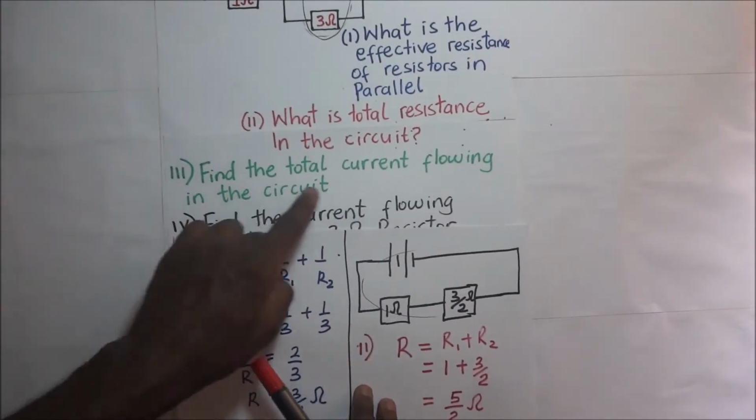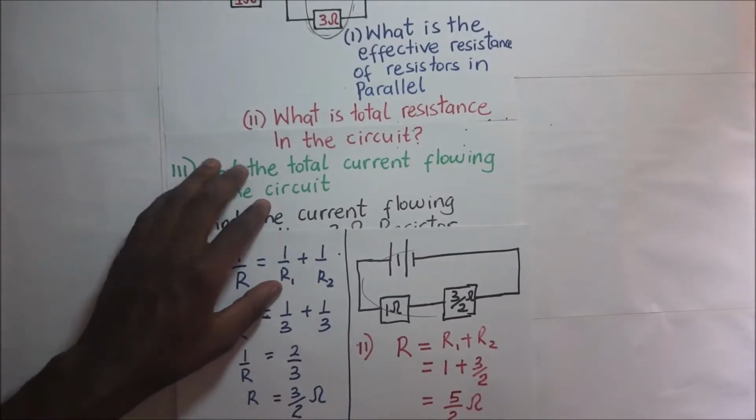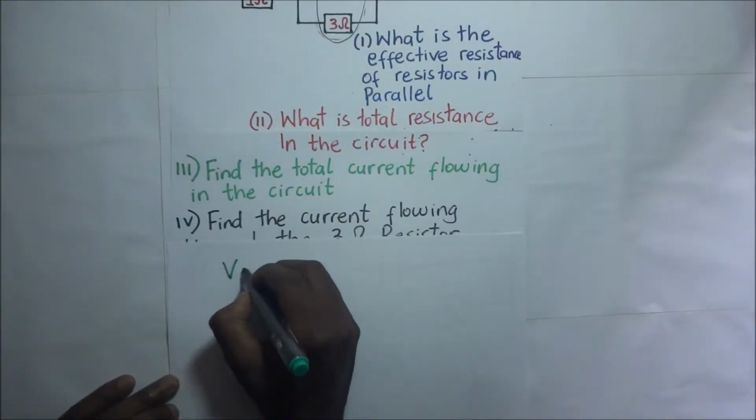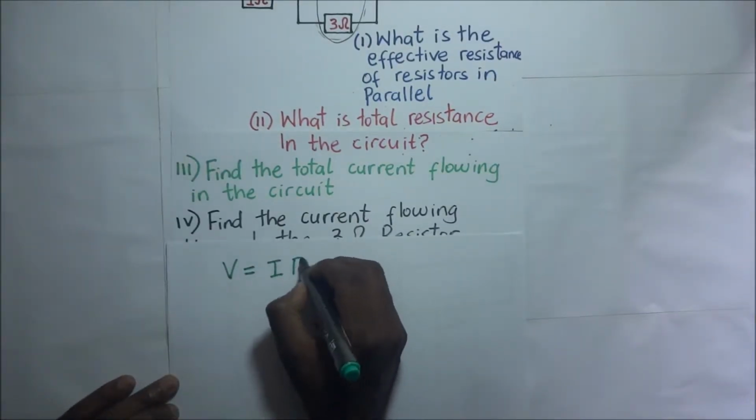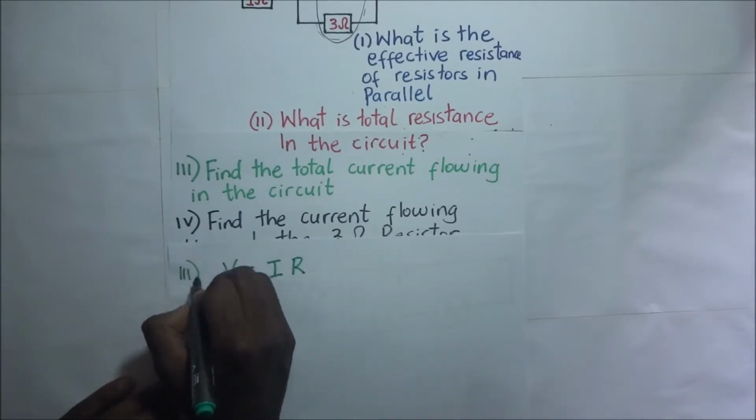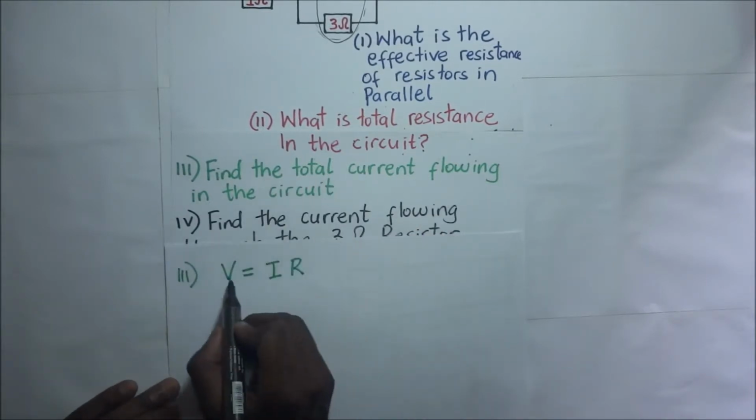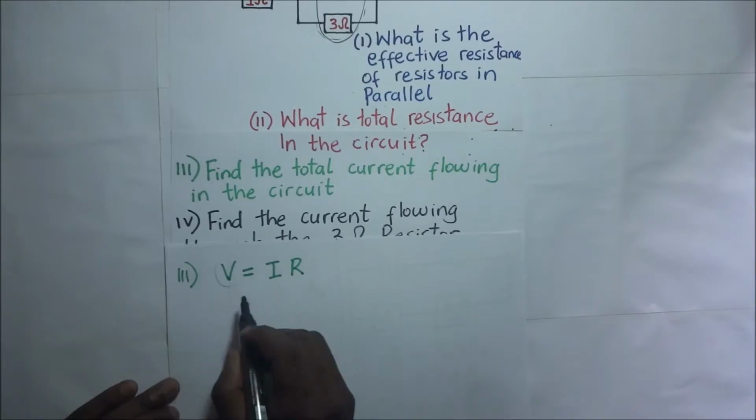Roman 3 is to find the total current flowing in the circuit. From Ohm's law, we know that V is equal to I times R. So to find the total current flowing through the circuit, we need to know the total voltage in the whole circuit.